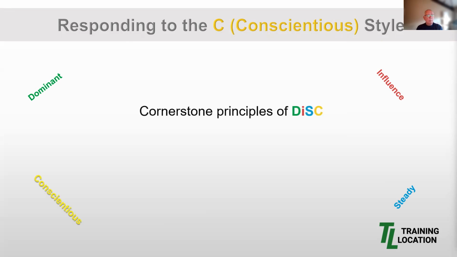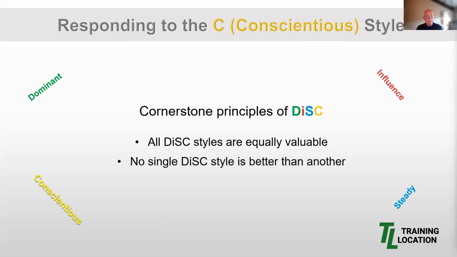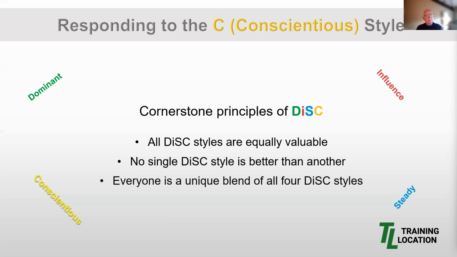Our topic today is responding to the C, or conscientious, style. You'll discover simple and effective ways to improve interactions with the C styles in your world. This is one in a series discussing the 4 DiSC styles, which include dominant, influence, steady, and conscientious. Before we begin, let's review the cornerstone principles of DiSC. All DiSC styles are equally valuable. No single DiSC style is better than another, and everyone is a unique blend of all 4 styles.